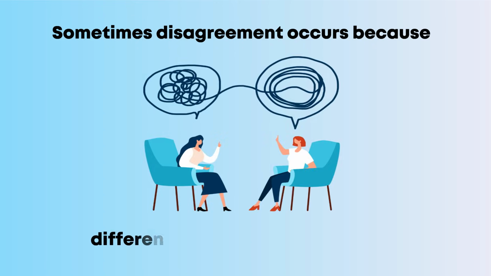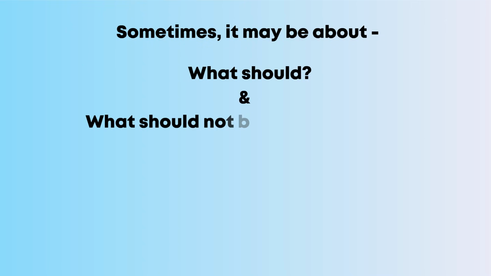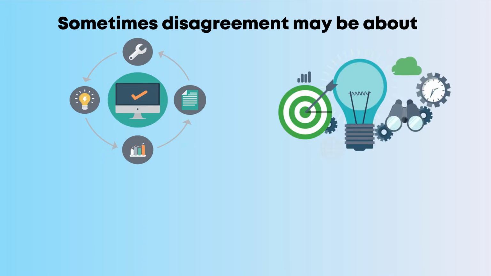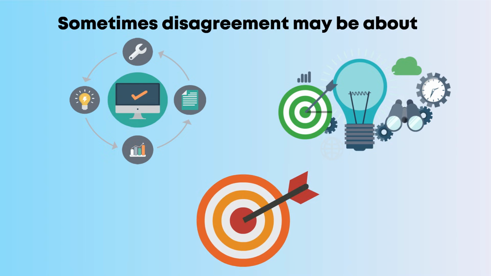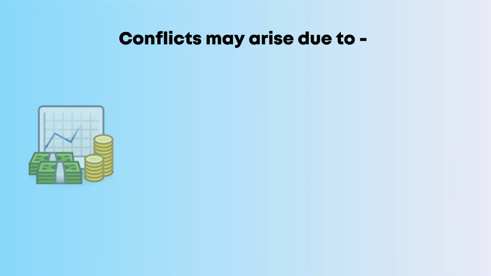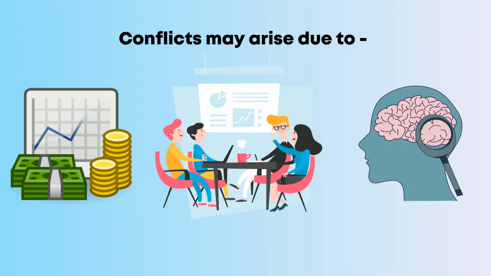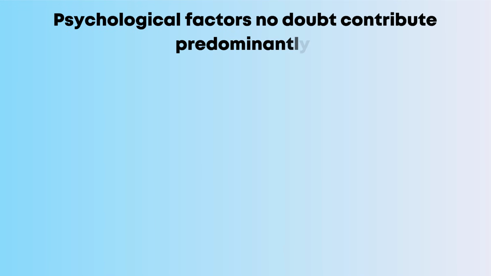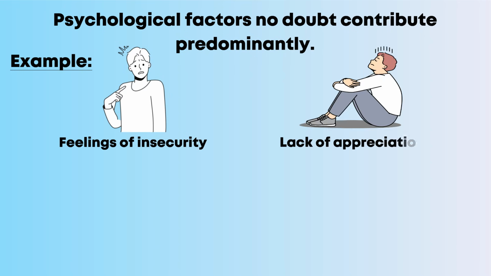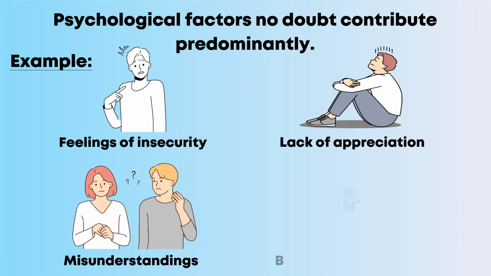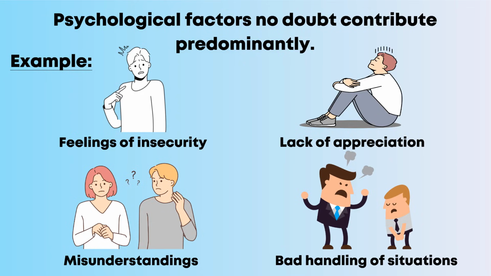Sometimes disagreement occurs because individuals have different definitions of a problem. Sometimes it may be about what should and what should not be accomplished, and sometimes disagreement may be about procedures and strategies to follow to achieve the goal. Conflicts may arise due to economic, social, and psychological reasons. Psychological factors no doubt contribute predominantly. For example, feelings of insecurity, lack of appreciation, misunderstandings, or bad handling of situations and problems.